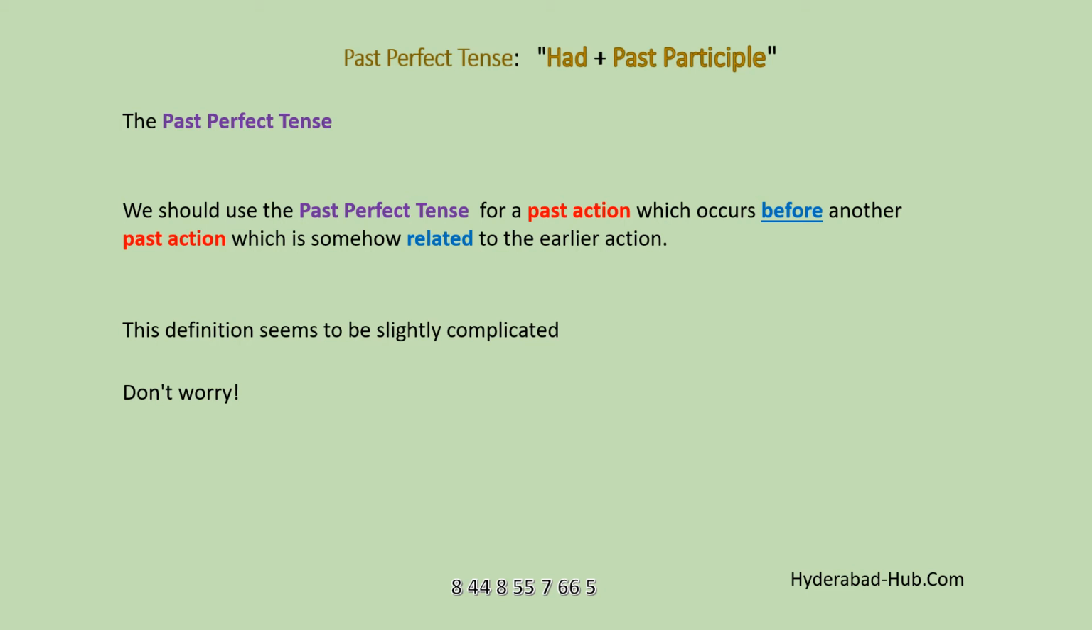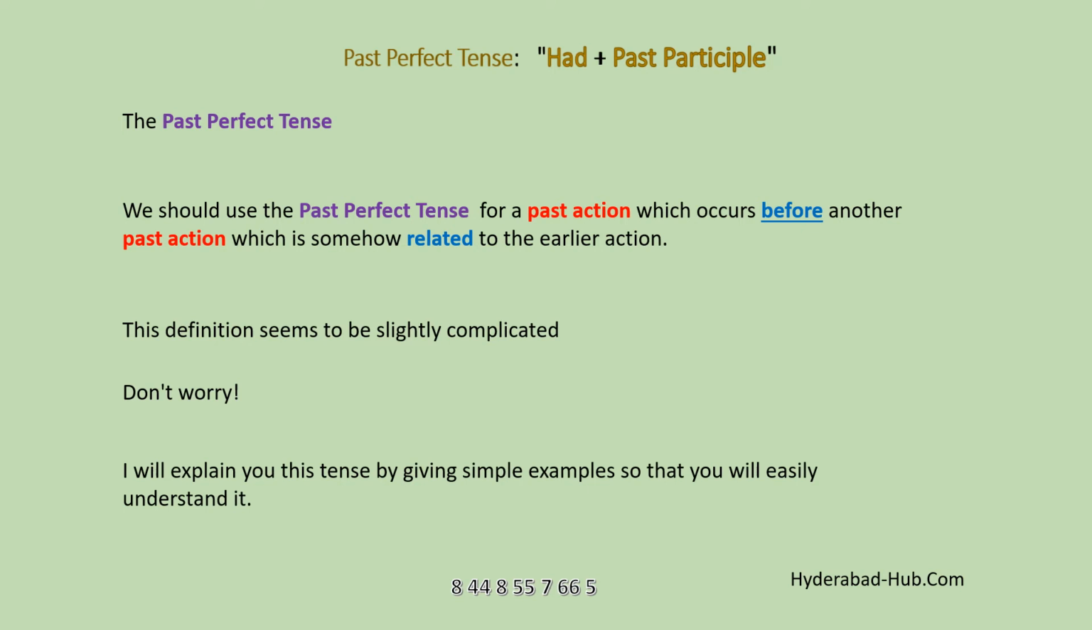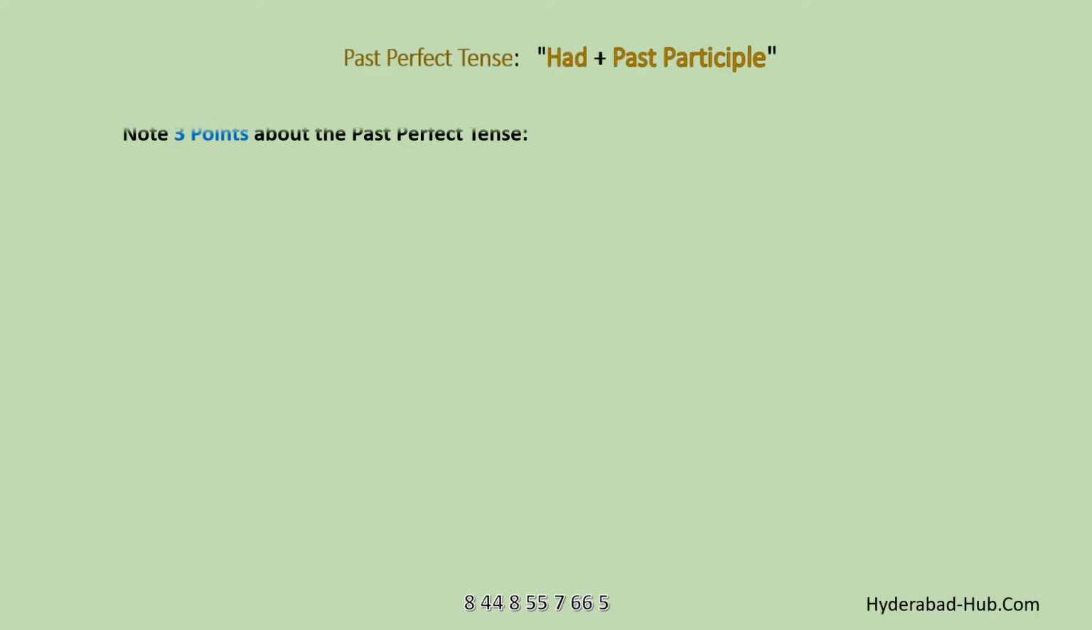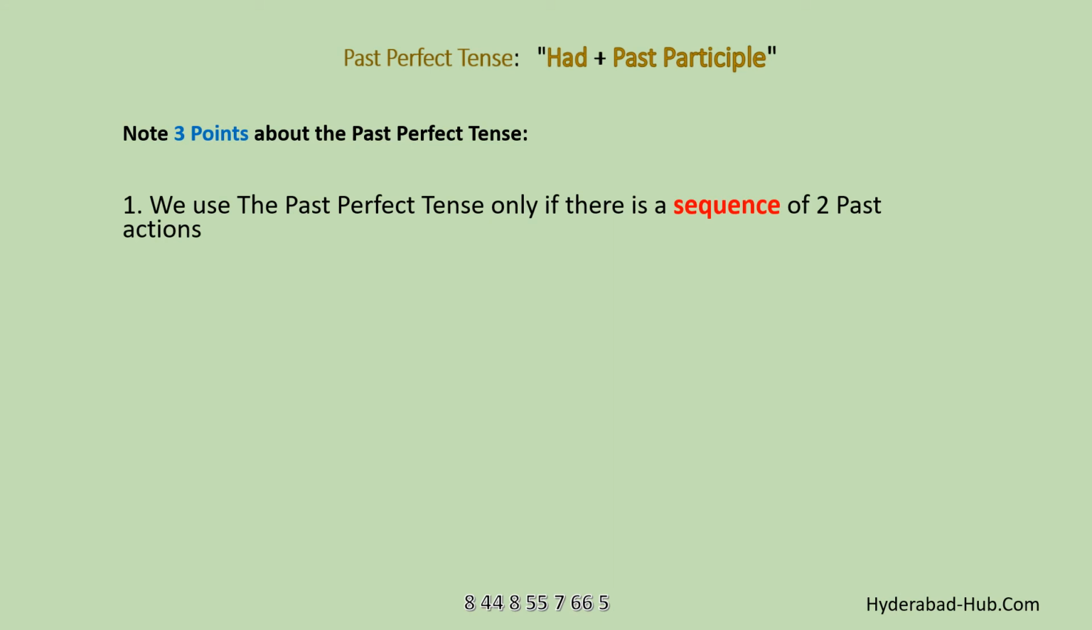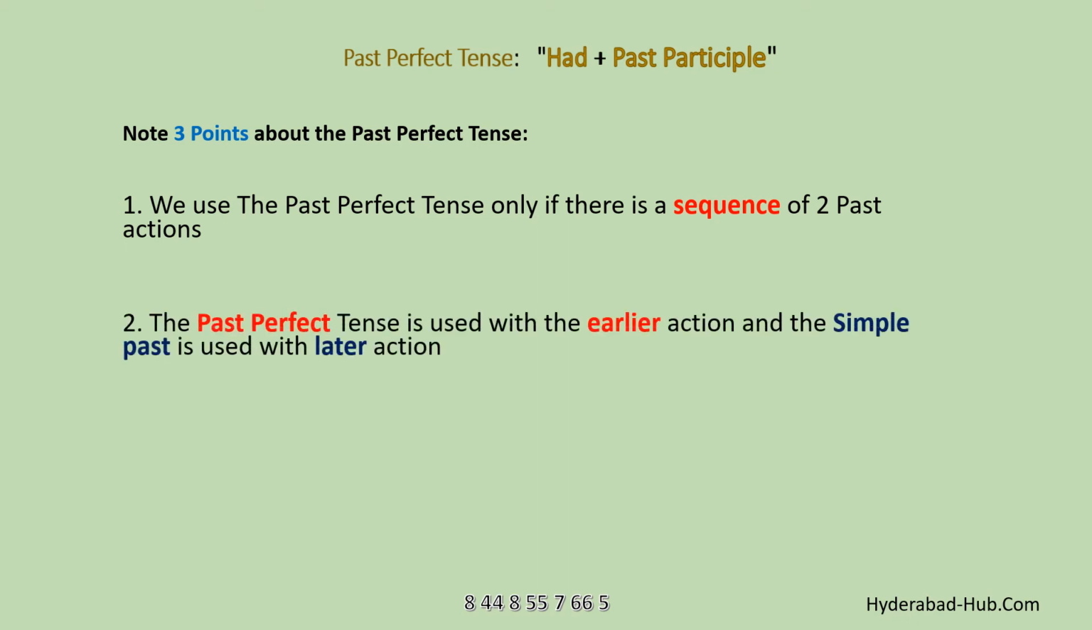Note 3 points about the past perfect tense. 1. We use the past perfect tense only if there is a sequence of 2 past actions. 2. The past perfect tense is used with the earlier action and the simple past is used with the later action. What is simple past? Simple past tense has the verb forms such as did, went, spoke, came, etc.